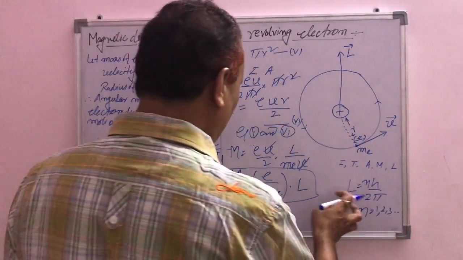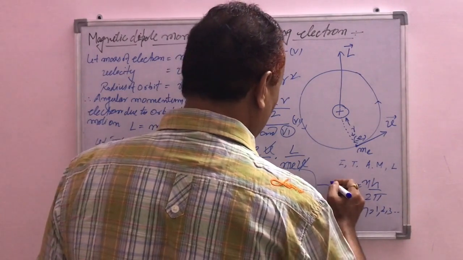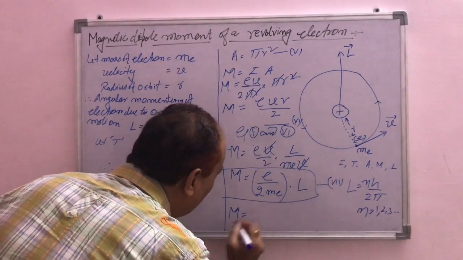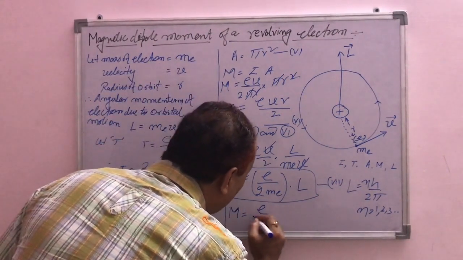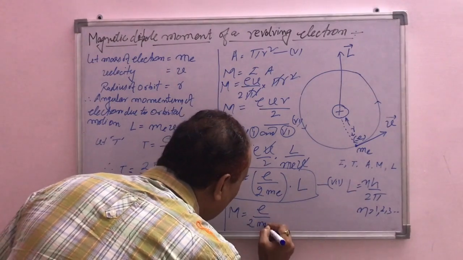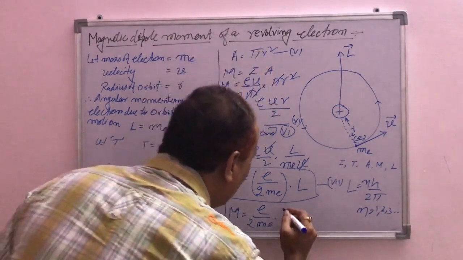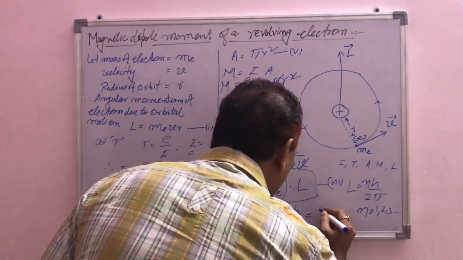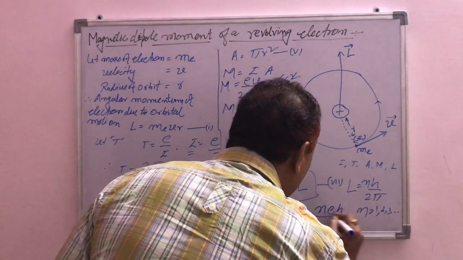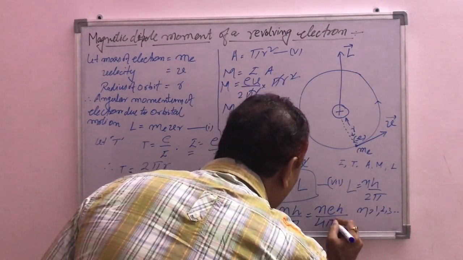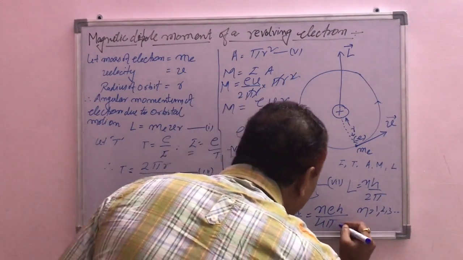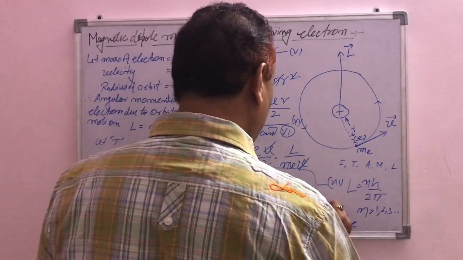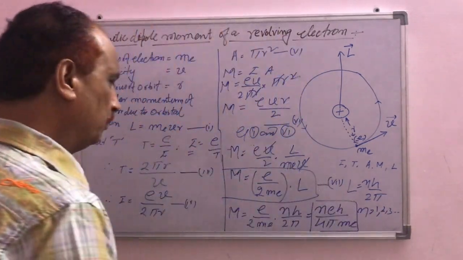If we put the value of L in equation number 7, we will get the final magnetic dipole moment of the electron revolving in its orbit, e upon 2 me into L. L means n h upon 2 pi. So it is equal to n e h upon 4 pi me, 2 into 2 is 4 pi me. So the magnetic dipole moment M will be equal to n e h upon 4 pi me.